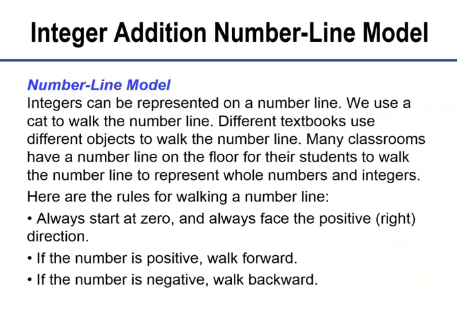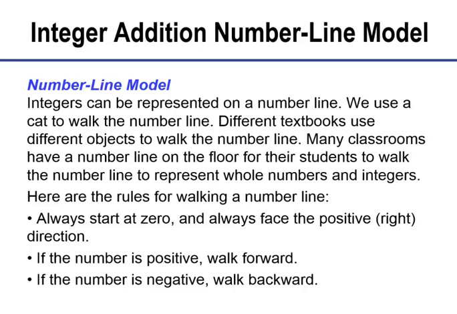Now, another way to represent integer addition is the number line model. So the number line model, integers can be represented on a number line, and we use a cat to walk the number line, or you could use a dog to walk the number line. Different textbooks use different objects to walk the number line. Many classrooms have a number line on the floor for their students to walk the number line to represent whole numbers and integers. I think this is a fabulous idea.